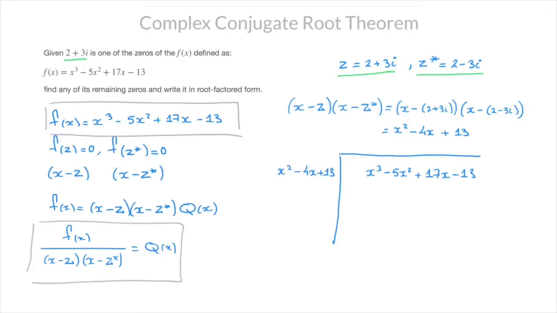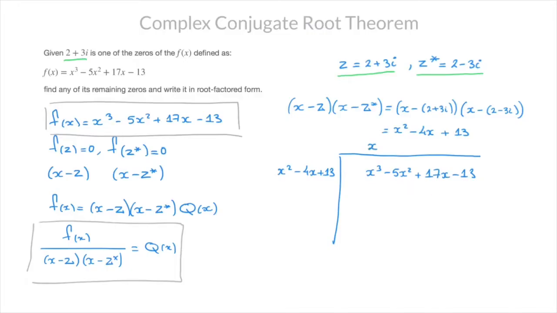Now to do this long division, we need to find what we'd have to multiply x squared by for it to equal x cubed. And it doesn't take us too long to see that that would be x, so I write x at the top. And I now multiply this entire quadratic by x and write the result directly beneath f of x that we have here. So let's go ahead.